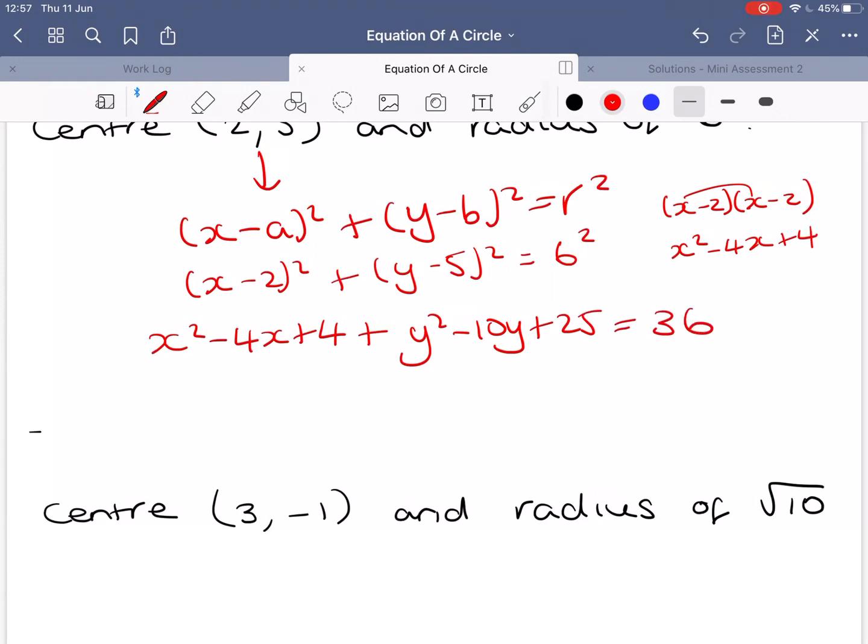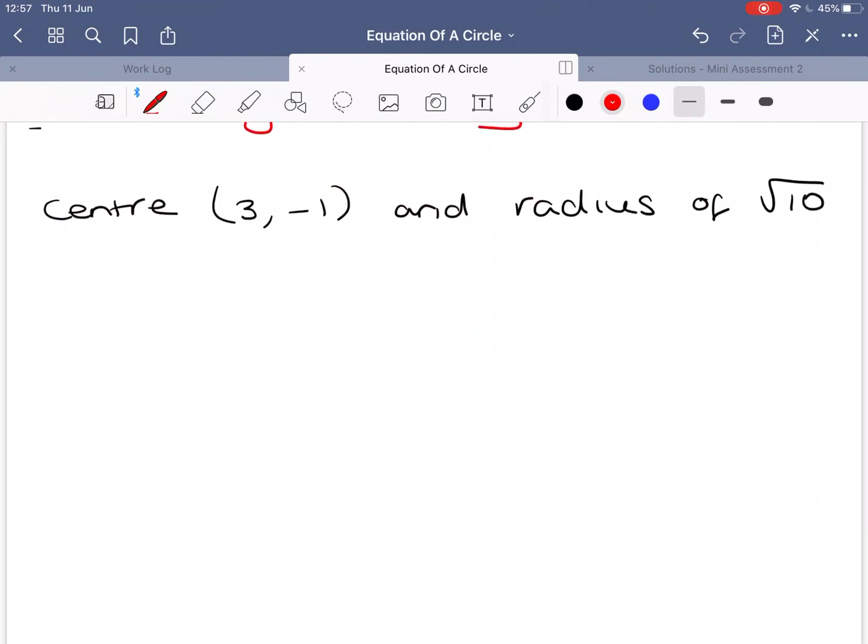And then you collect all the terms on the left-hand side together and do it as x squared plus y squared, because it wants those two first, minus 4x minus 10y. And then you've got plus 4 plus 25 take away 36. So you've got 29 take away 36, which is minus 7 equals 0. Okay. And one more like this.